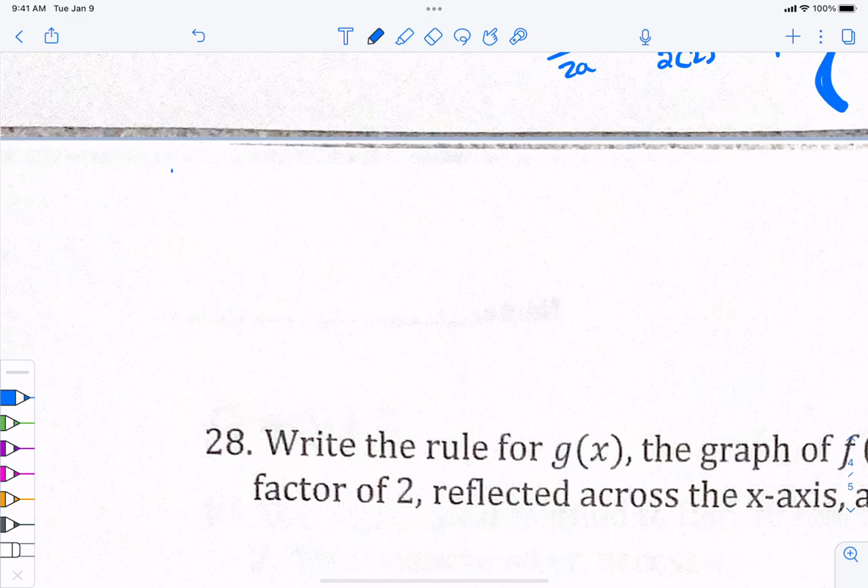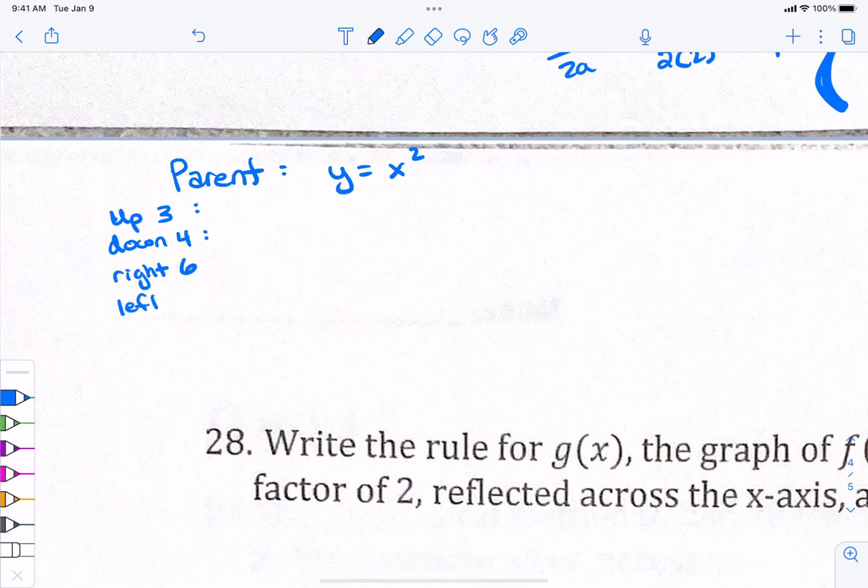Let's do this. Parent. Here's your rules. Y equals, should we do x squared? Let's do x squared so you can see it. Let's say your parent function is y equals x squared. Okay? And I'm going to go, let's go up 3, down 4, right 6, left 5.